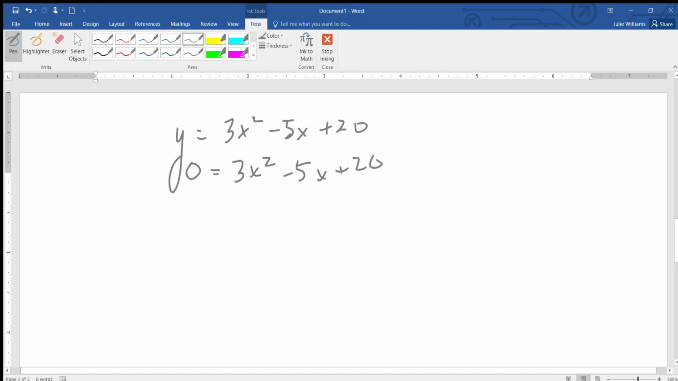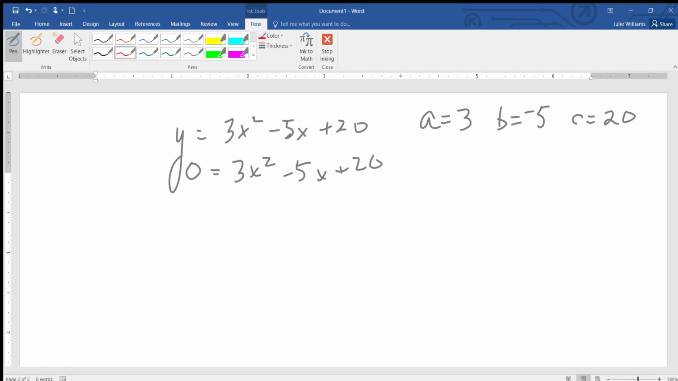Okay, let's identify our A, our B, and our C. So my A is equal to 3. My B is equal to, make sure you include the negative, negative 5. And my C is equal to positive 20. Okay, I recommend you write the quadratic formula, or you can use that little template sheet that I've put in your teams.